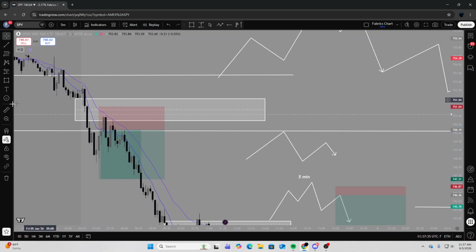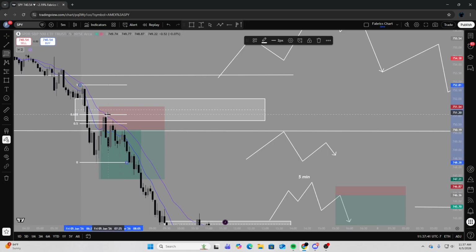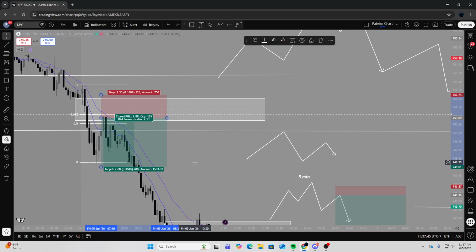How do I find the entry point? Simply using the fib, right? Mark the previous high, mark the previous low. This is your entry. My dumbass didn't enter though. Fuck me, I would have stayed and caught all of this. But this is why I was bearish and why I was short.